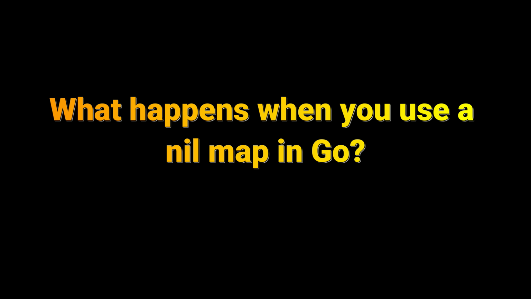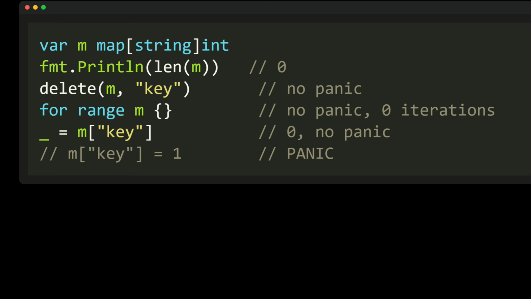Question: what happens when you use a nil map in Go? Using a nil map is safe for some operations, but not others. You can get the length, which is 0. You can delete a key and nothing happens. You can loop over it and get 0 iterations.